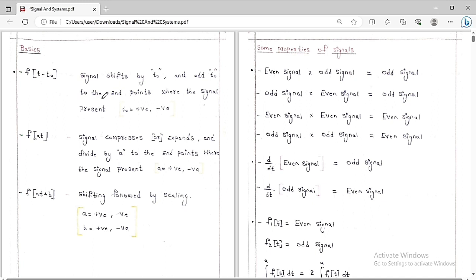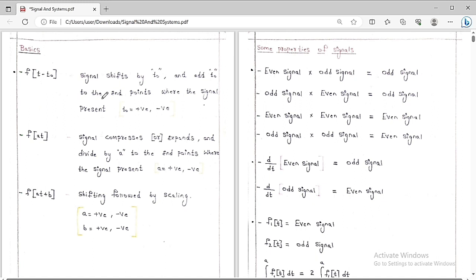For f(t), you know the endpoints, right? You need to add this t0 to the endpoints. Then we are going to get the new signal, that is nothing but f(t - t0). For the new signal, you know the endpoints, because for the previous signal f(t) you added t0, and then you got the new signal endpoints. Just draw that picture. Therefore, we get f(t - t0).